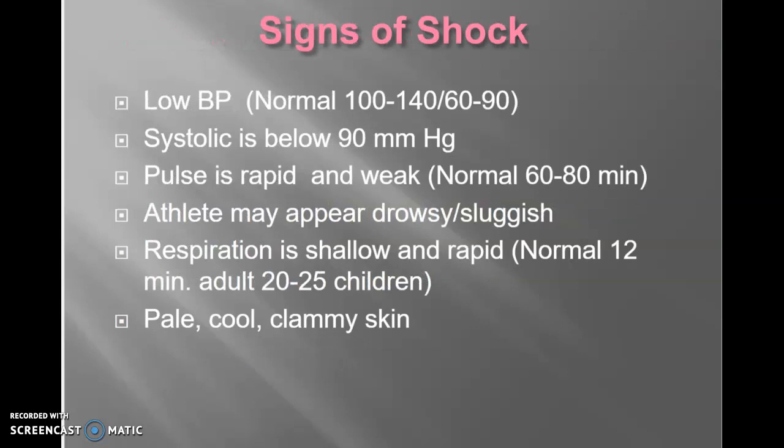Look for signs of shock: a low blood pressure, normal being 100 to 140 over 60 to 90. If the systolic is below 90, that is a sign of shock. Check their pulse to see if it's rapid or weak. A normal is 60 to 80 per minute. And the athlete may appear drowsy or sluggish.